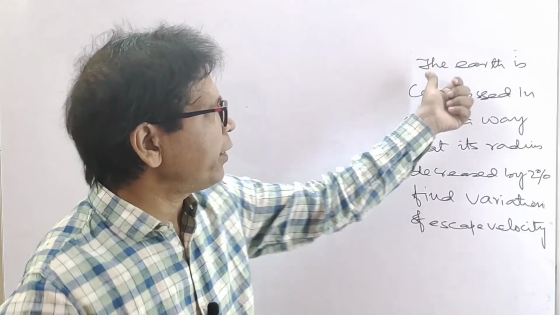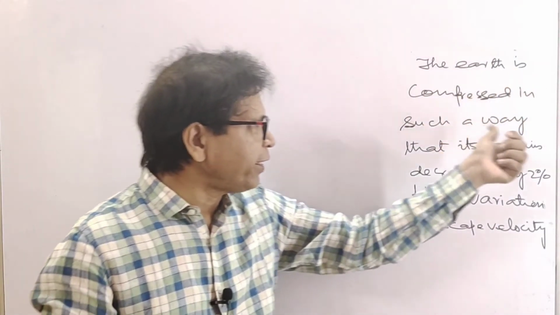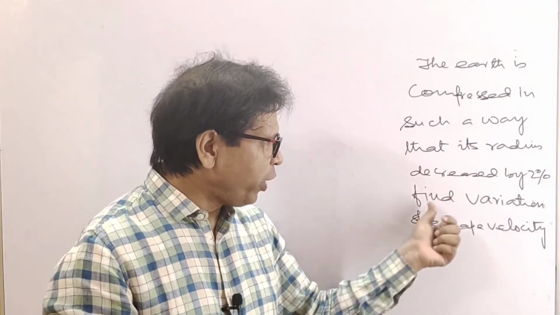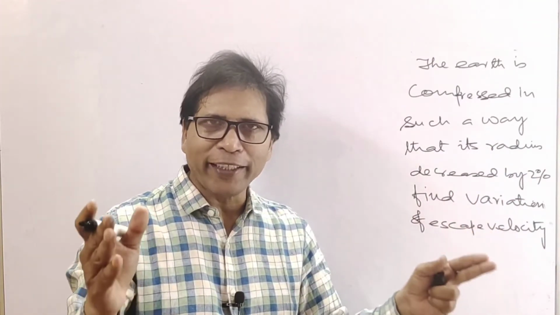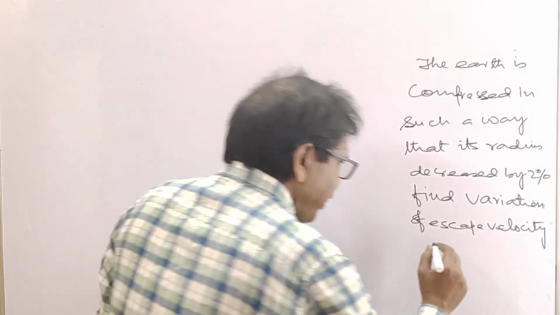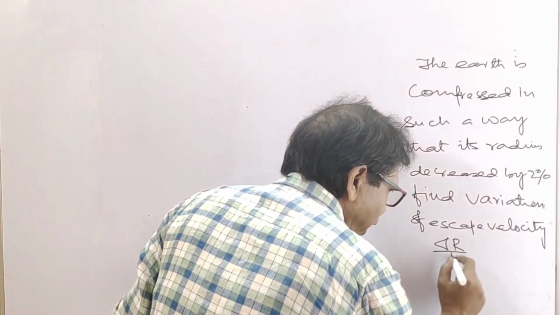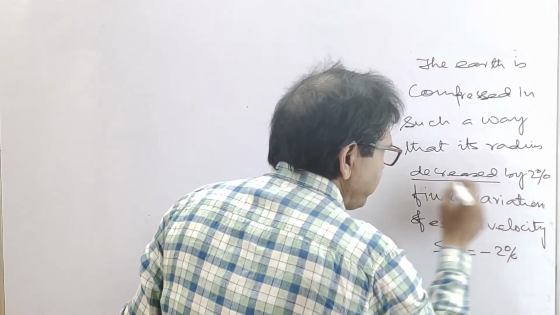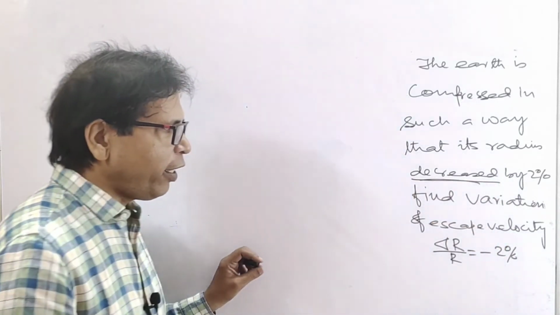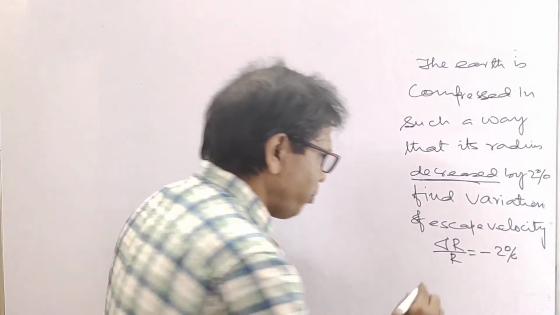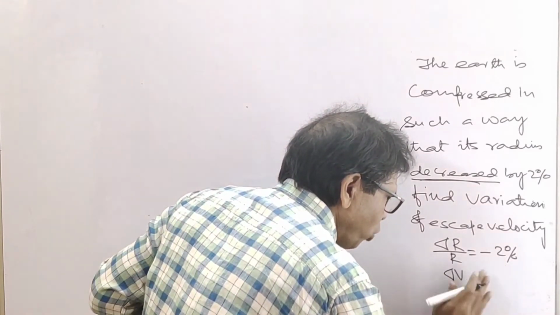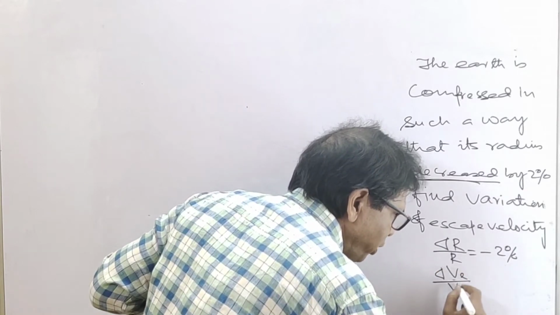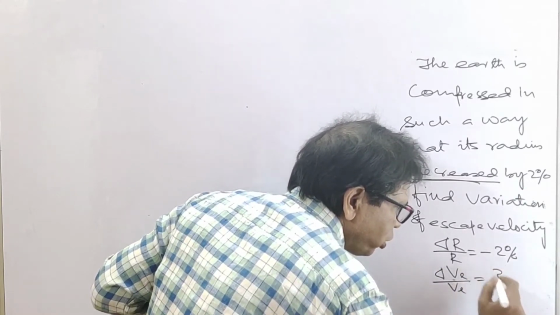Good. Now look at this. The Earth is compressed in such a way that its radius decreased by 2%. We have to calculate the variation of escape velocity. So look at this here, delta r by r equals minus 2%, because decreased means negative. Now we have to calculate the variation of escape velocity, that is delta ve by ve. This is the question mark.